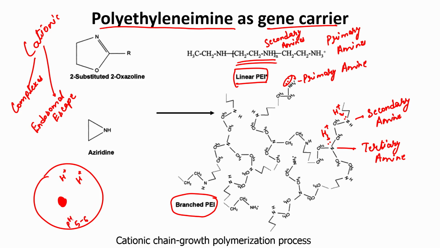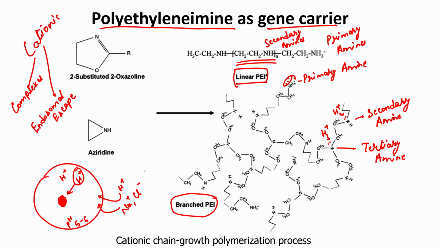So, some of these polyethylene amine can absorb these H plus ions, causing an increase in pH. Now, the cell wants to maintain the pH at 5 or 6, so it is going to pump in more H plus ions, and as it is pumping H plus ions, it has to pump in more sodium and chloride ions to maintain osmotic balance.